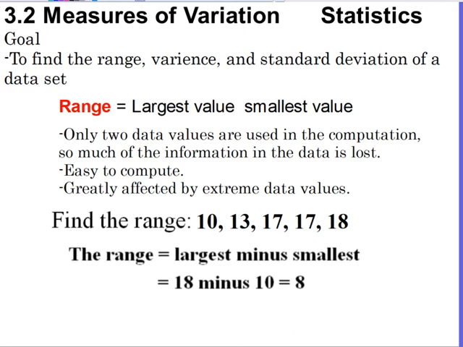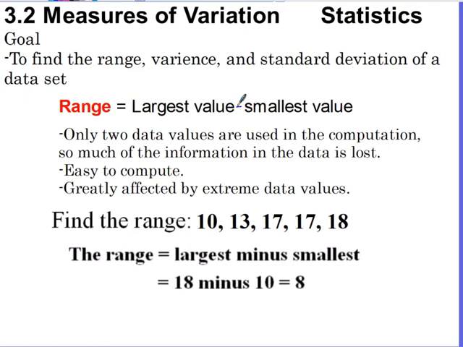Section 2, Chapter 3. So 3.2, Measures of Variation. We just got done doing measures of central tendency, which talk about the middle number. Measures of variation are numbers that talk about the spread of the data. Your most basic measure of variation is your range. It's taking the largest number and taking away the smallest number.